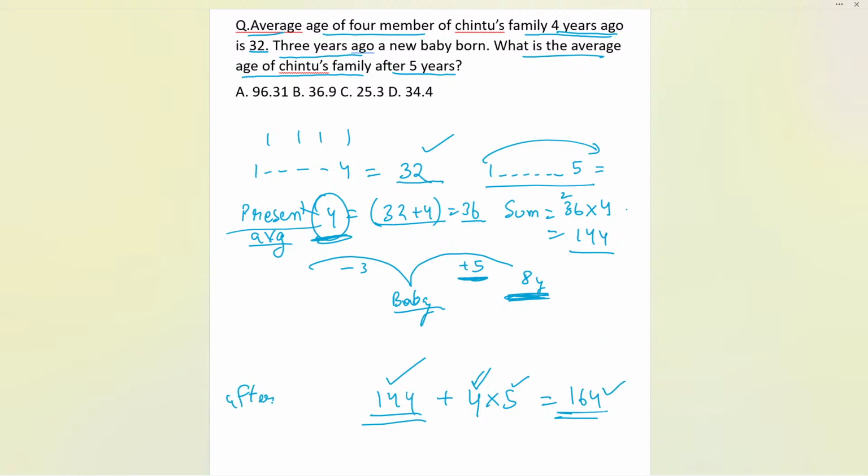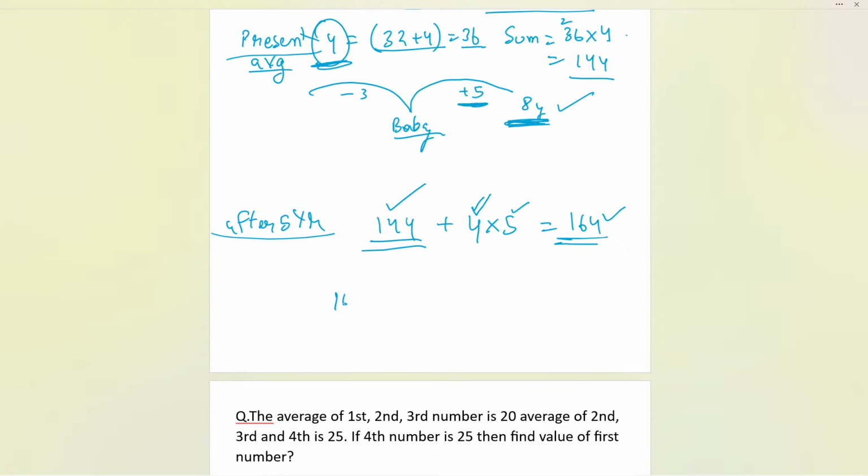So after 5 years, the age of the child is also 8 years. So now let us add 164 plus 8 over here. Then we'll be dividing it by what? The total number of people that we have over here, that is 5. And you will be getting 172 divided by 5. 5 times 3 is 15, 5 times 4 is 20, and finally we will be getting over here like this 4. Yeah, so that is the final answer we all are getting.